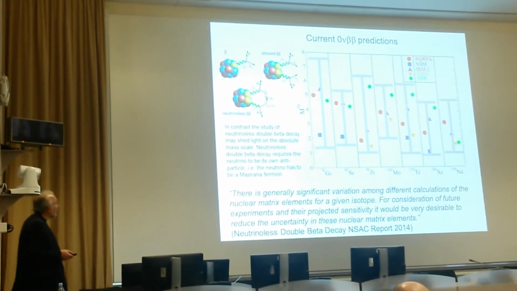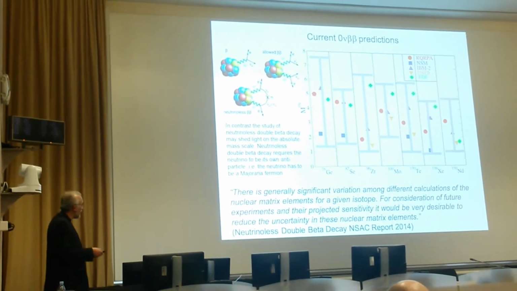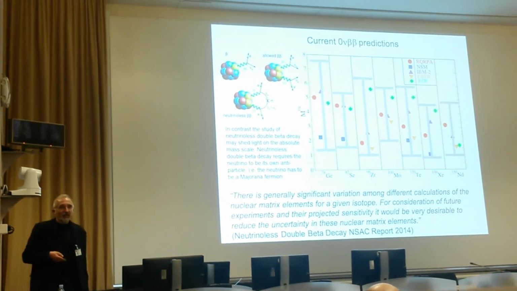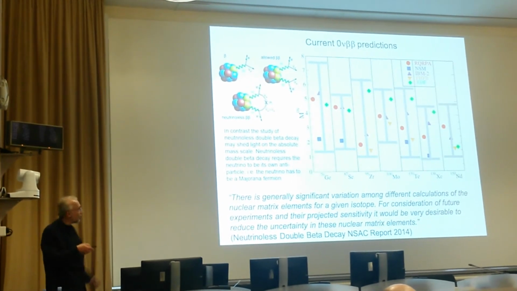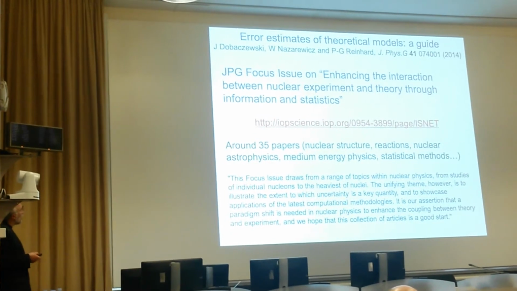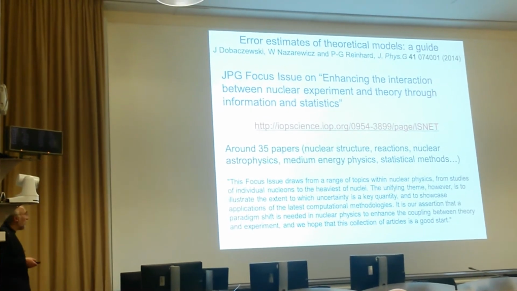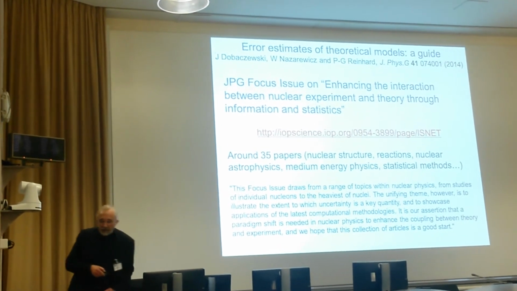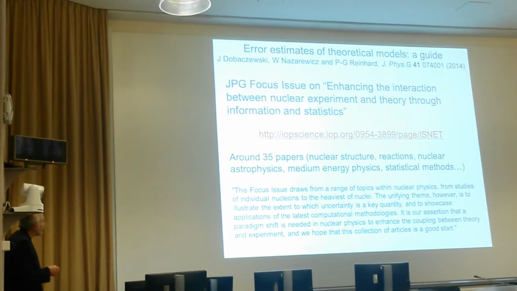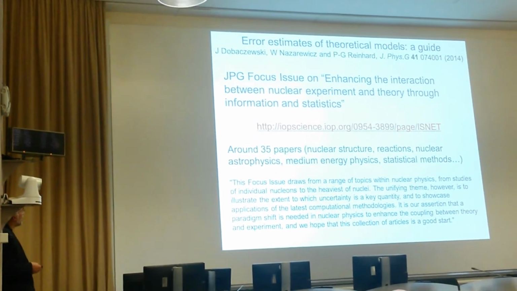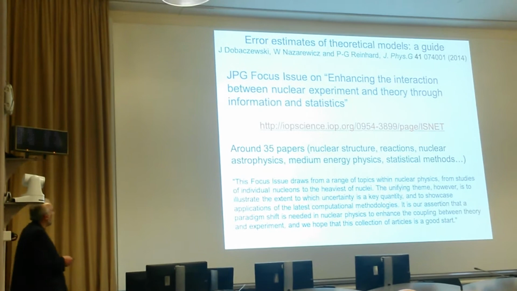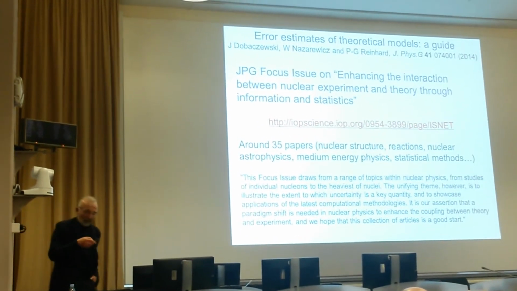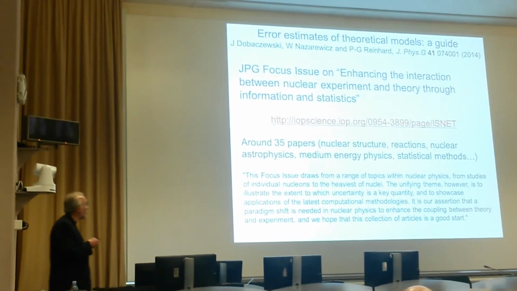So the frustration because of the current status of matrix elements has been nicely expressed by this neutrinoless double beta decay NSAC report, that theory must be improved here. Okay. So if you would like to see more about how theories need to move on with estimating error bars and providing uncertainties, I invite you to this website of the recent JPG focus issue on enhancing the feedback between experiment and theory, and you will see more there.